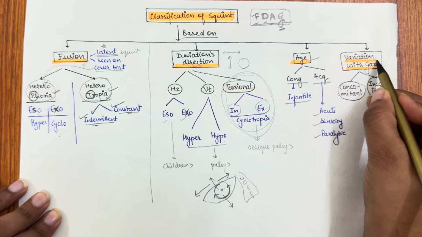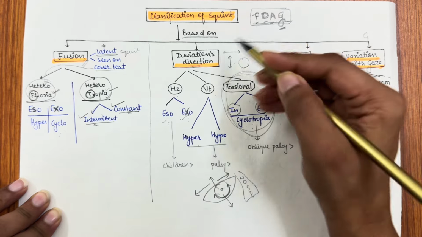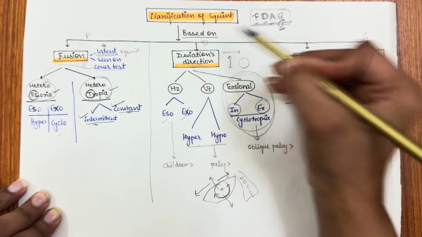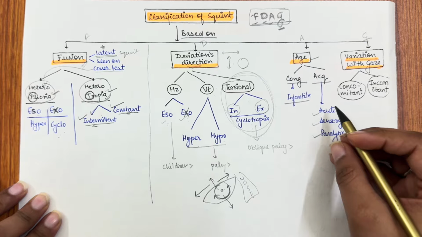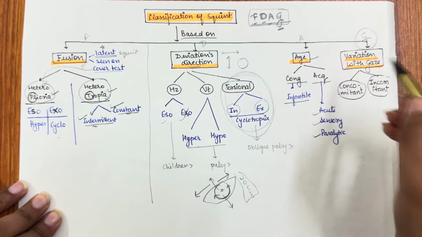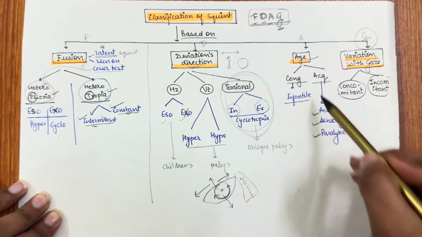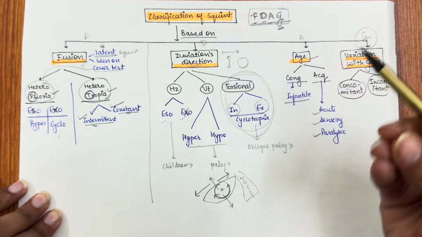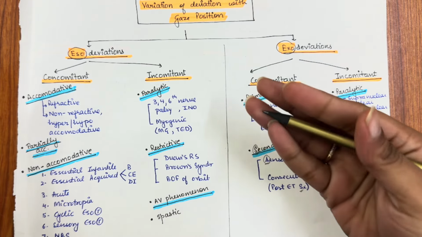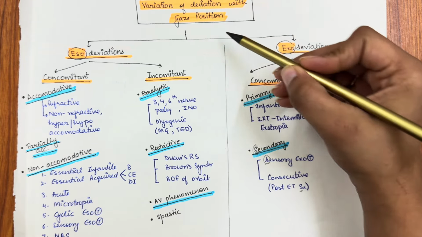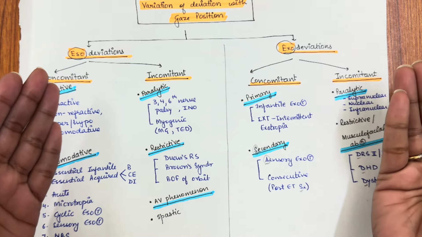Now the most important part is the variation with gaze. G, this is G. So F, D, A, G. Now what is very important for the long answer question is this, gaze. The question is like, classify squint and describe comitant or incomitant types of squint. To classify squint based on variation of deviation with gaze position, you divide it into isodeviations or exodeviations.